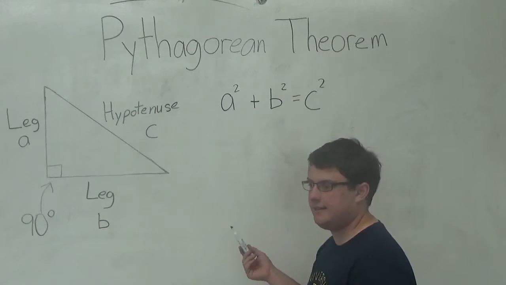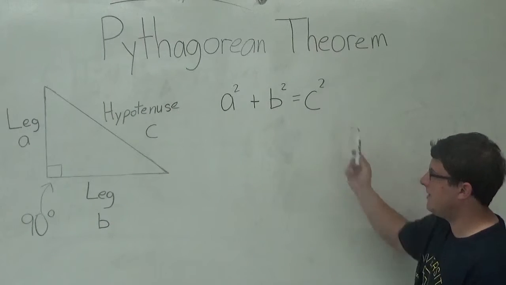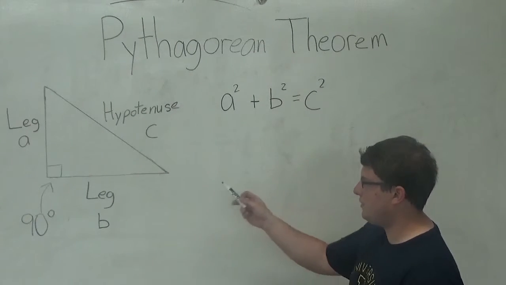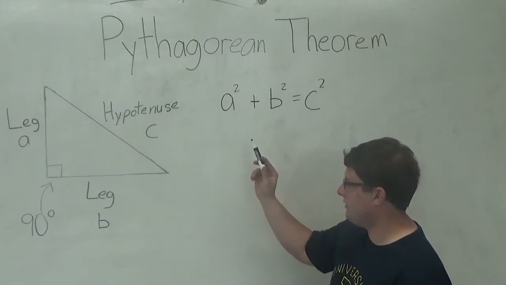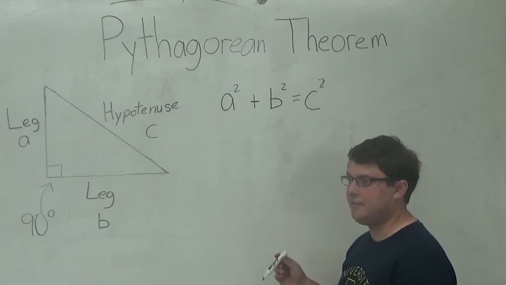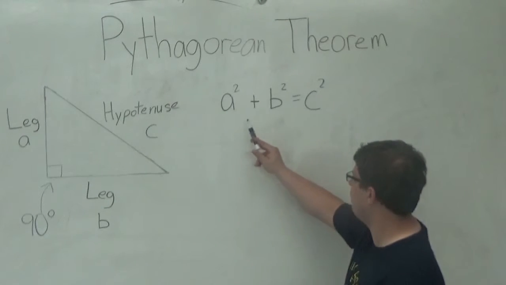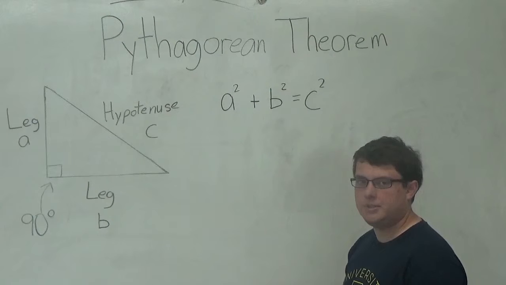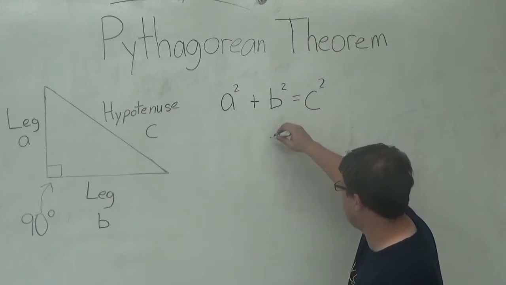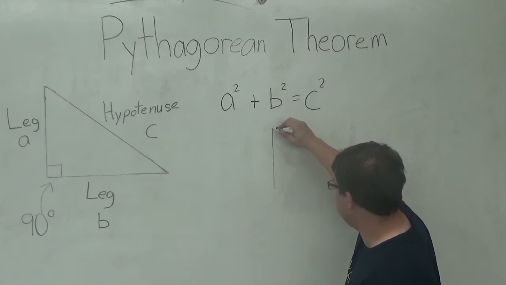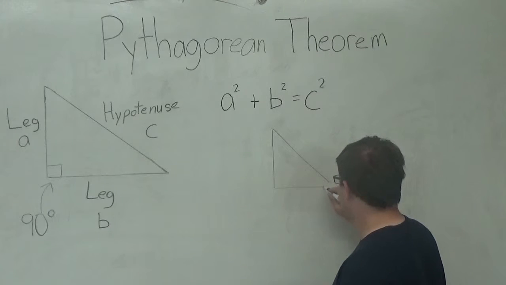And how they relate to the Pythagorean Theorem is that if you have a right triangle, and you know two of the measures of the sides, you can find the measure of the third side using this simple formula here. So why don't we just get into some basic problems and I'll show you how it works. So I'm going to draw a triangle here, and let's do the first problem.